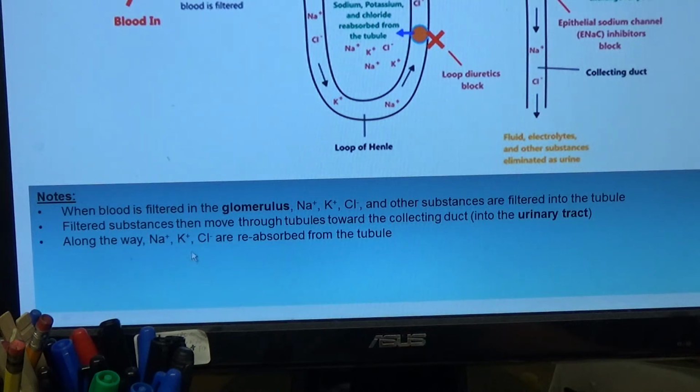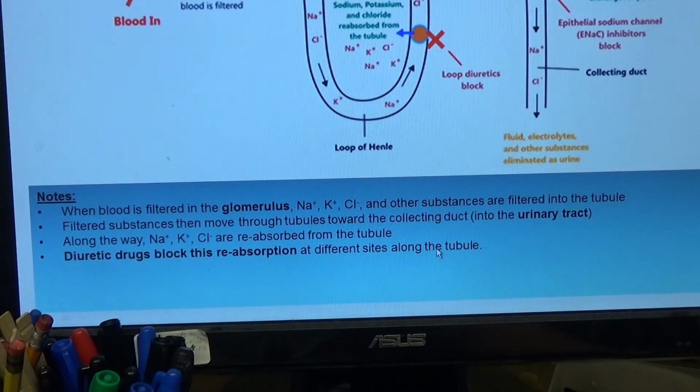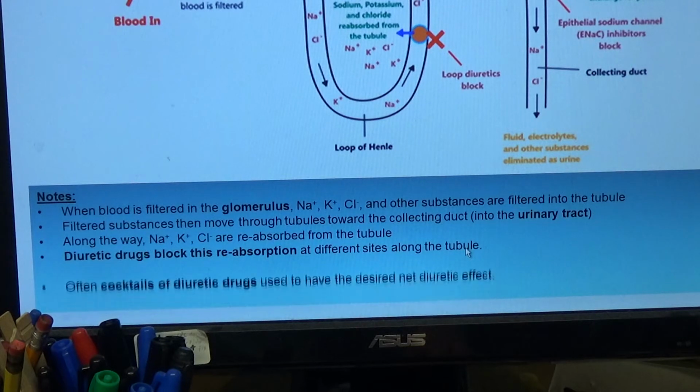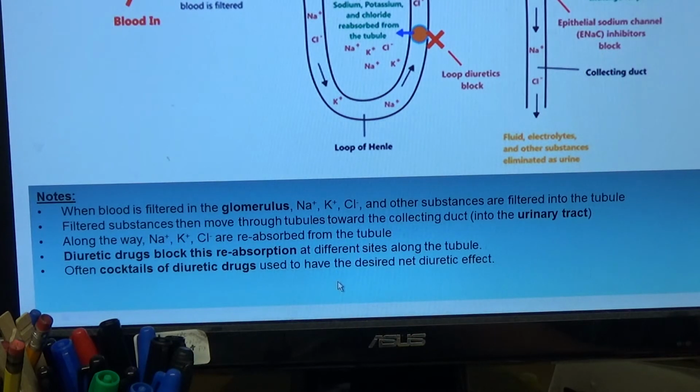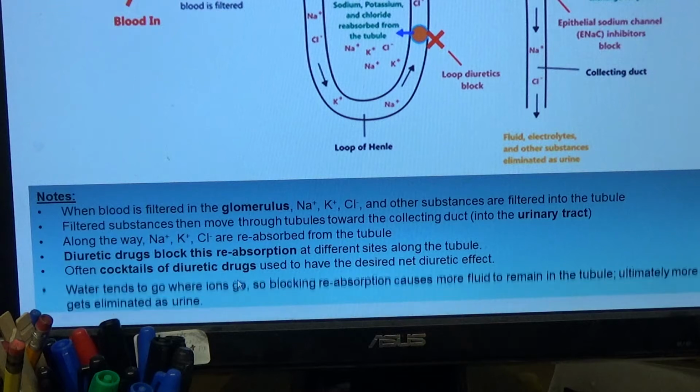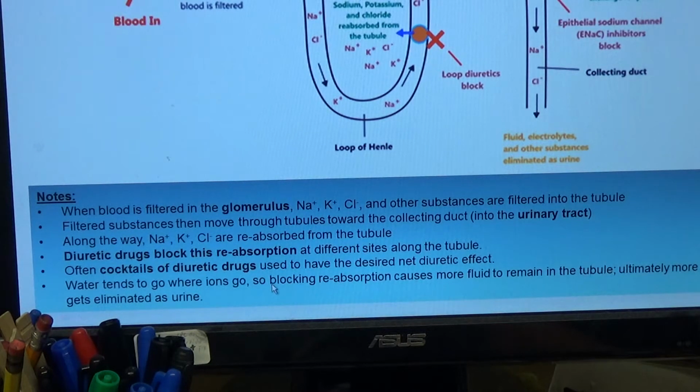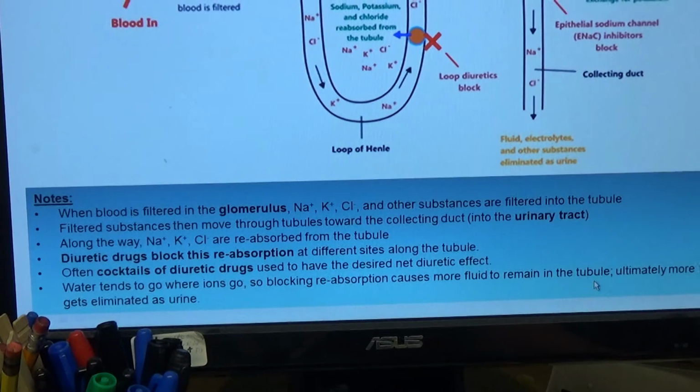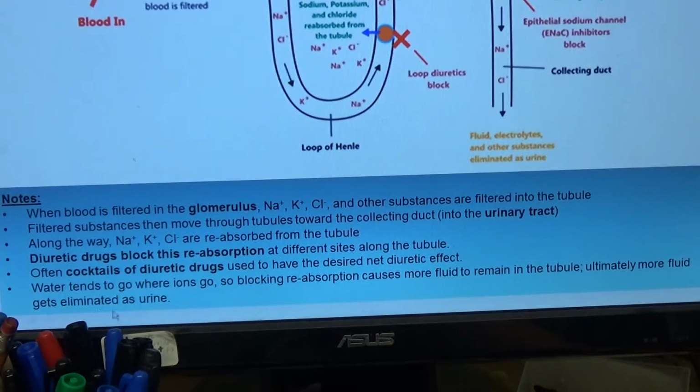Along the way, sodium, potassium, and chloride are reabsorbed into the tubule. Diuretic drugs block the reabsorption at different sites along the tubule. Often cocktails of diuretic drugs are used so you have a net diuretic effect. They all have side effects, and if you mix and match the diuretic drugs, the side effects get decreased. That's the idea. Water tends to go where the ions go, right? So if we block the reabsorption, it causes more fluid to remain in the tubule. Ultimately, more fluid gets eliminated as urine.